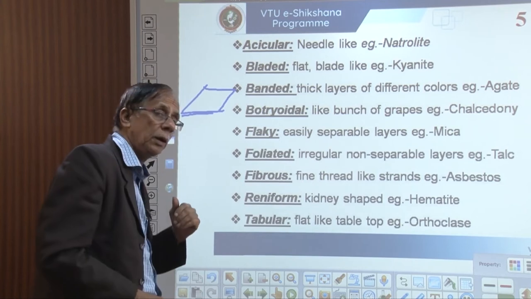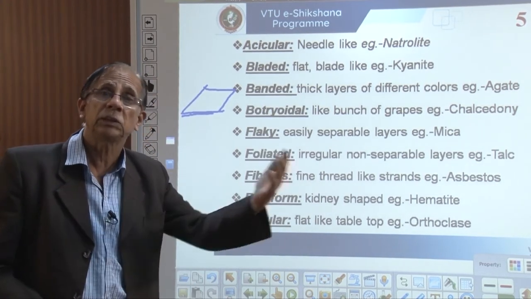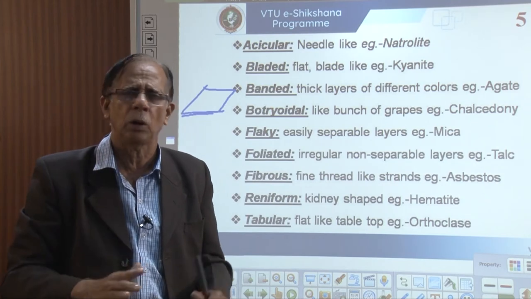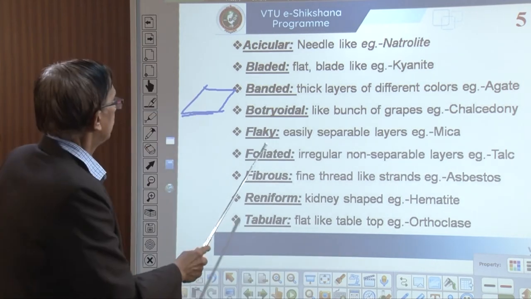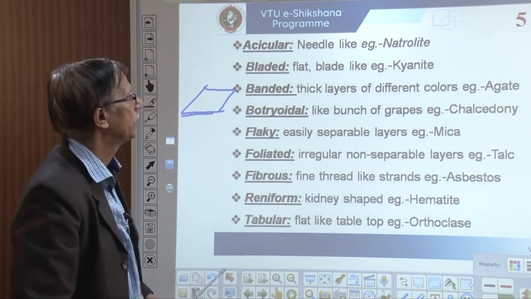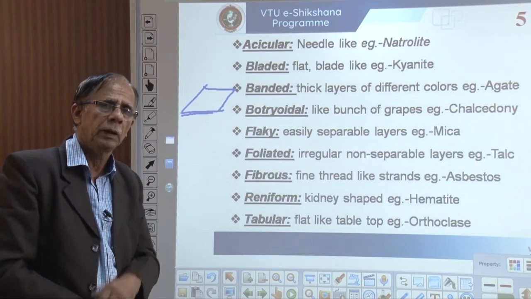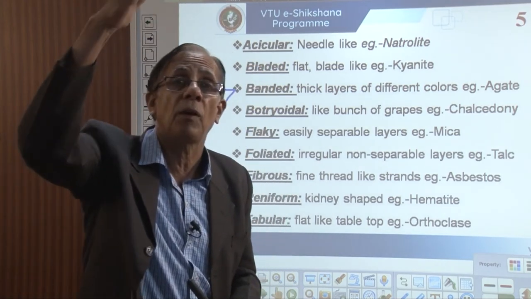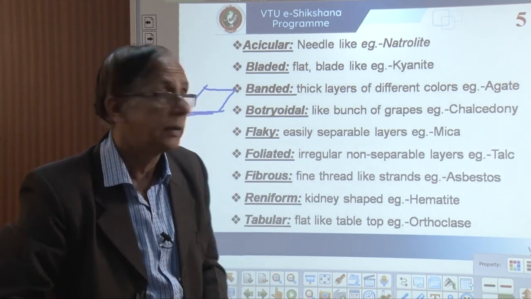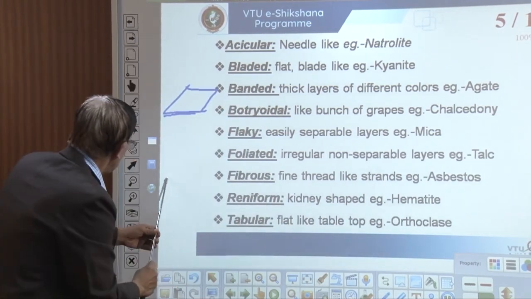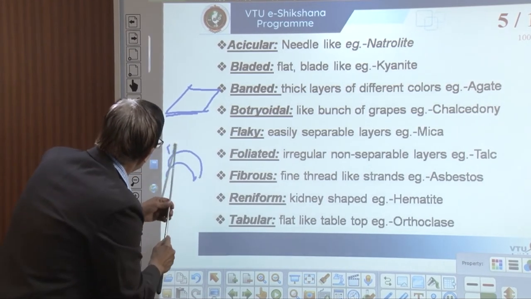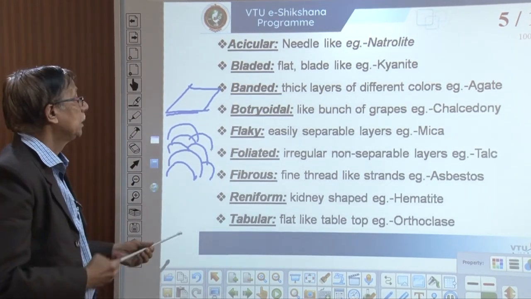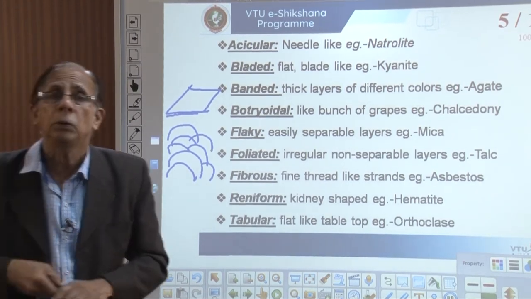If I find this kind of habit, I try to classify blindly and say this is kyanite, because not many minerals exhibit this kind of property. Botryoidal, like a bunch of grapes, example chalcedony. It gives me a hint about its origin. Minerals which are formed from a colloidal state develop this kind of structure. A mineral has a shape like this. That is botryoidal form. We do not have any control on this.